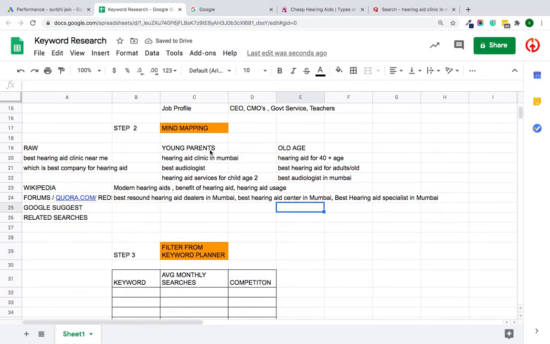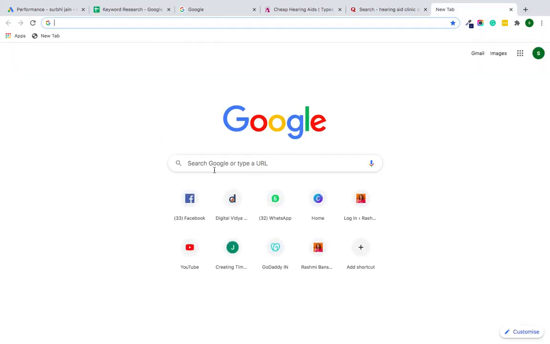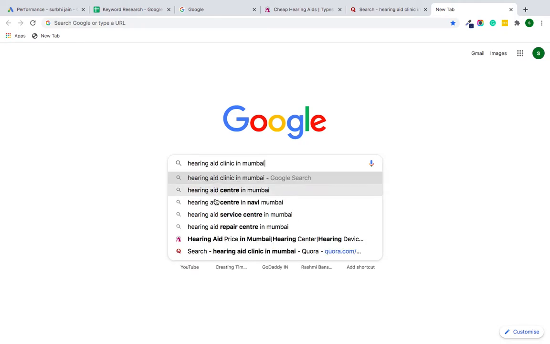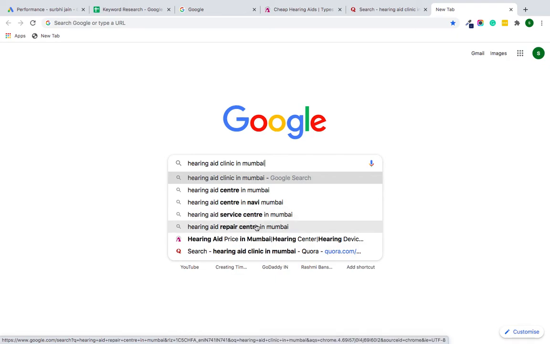Now let's see one of the keywords which we had thought of, hearing aid clinic in Mumbai, and Google it. When I go to Google and put it here, Google is also giving me suggestions, which are keywords people might have searched lately. So if you see hearing aid clinic in Mumbai, hearing aid clinic in Navi Mumbai, hearing aid clinic service center in Mumbai, hearing aid repair center. So these are some more keywords I can use.